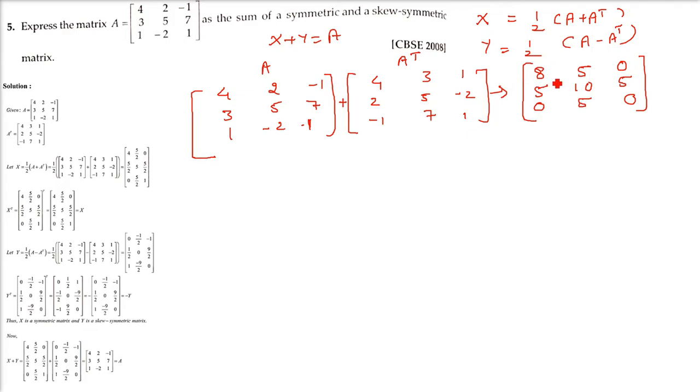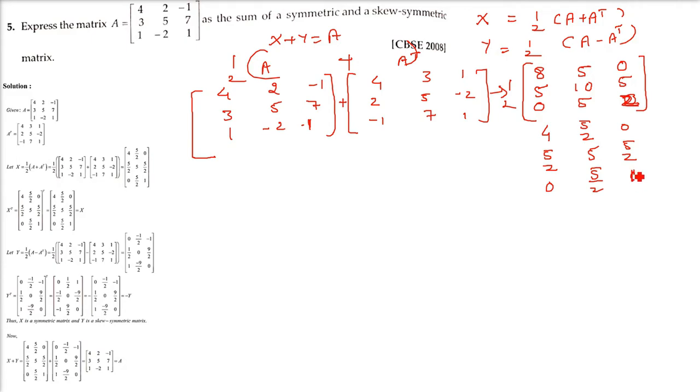So now we have to divide it by 2 also. Then only we are going to get X, because X is nothing but A plus A transpose divided by 2. So you have to multiply this by 1 by 2. So what do you get? 4. This is 5 by 2. Then you have this 0. This gets 5 by 2. This is 10 by 2, 5. 5 by 2, 0, 5 by 2 and 0. So this is your final X. This is your X value.